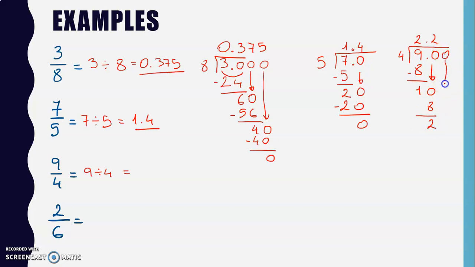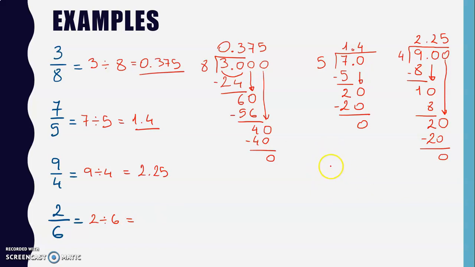So we need to make use of another 0, bring it down. 4 goes into 20 5 times this time. 5 times 4 is 20, and we notice that the division ends here because the remainder is 0. So the answer is 2.25. Perfect. Let's see the last example, 2 over 6. So that is the same as 2 divided by 6. We have to perform the division between 2 and 6.